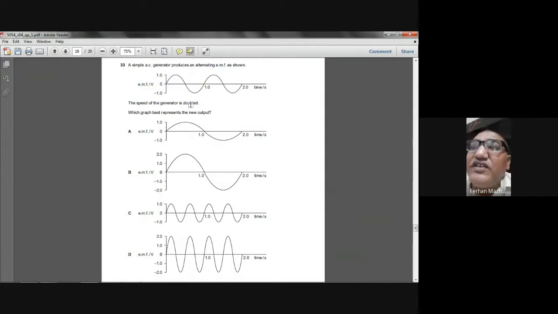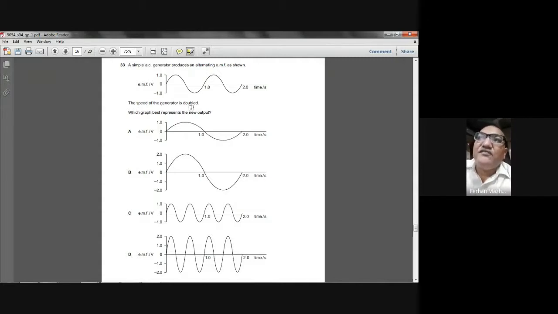The speed of the generator is doubled. When you double the speed, what will happen? The EMF produced will also become double. So it will be no more 1 volt, it will become 2 volt. When you double the speed of the generator, the voltage produced will also become double, and the time period will become half.